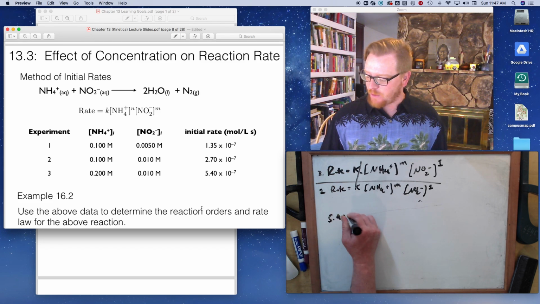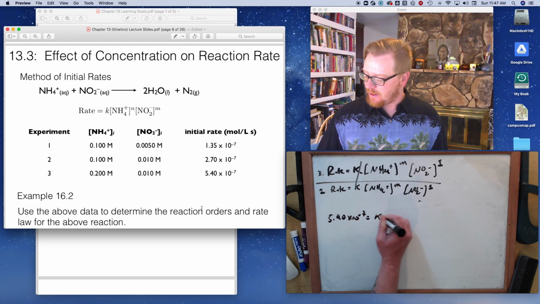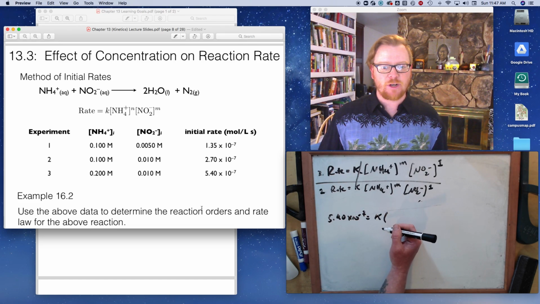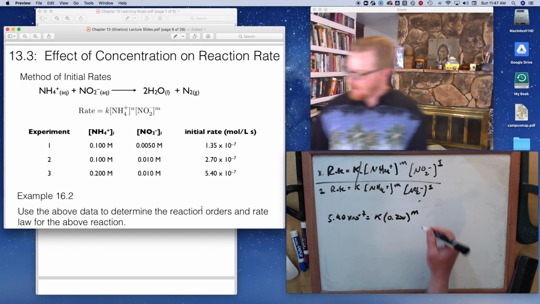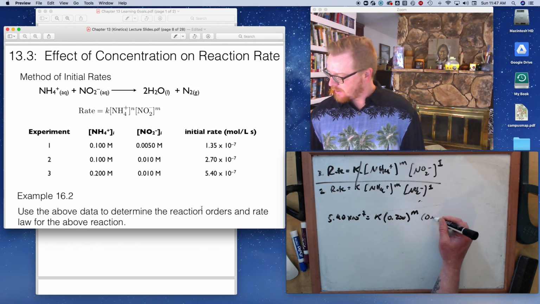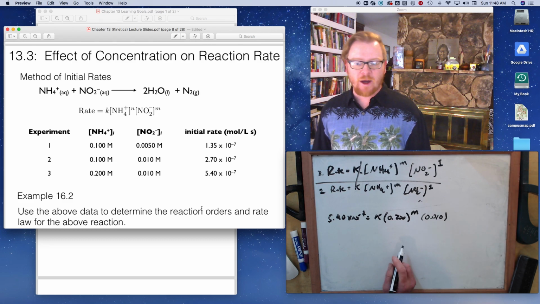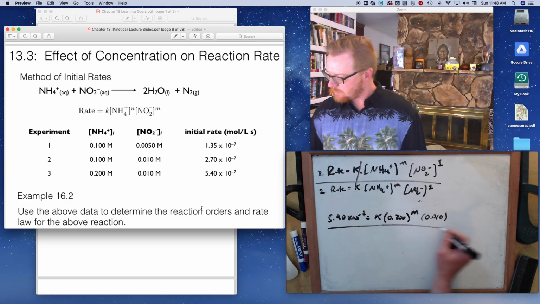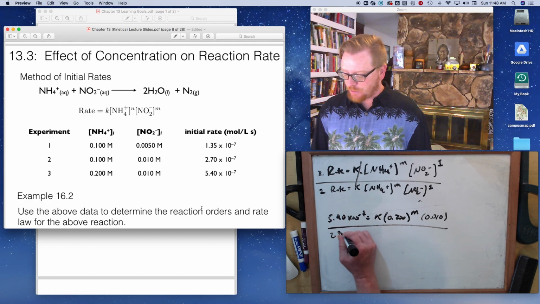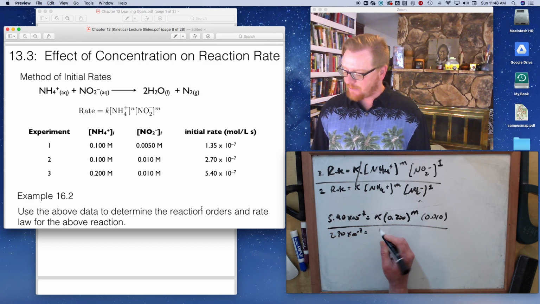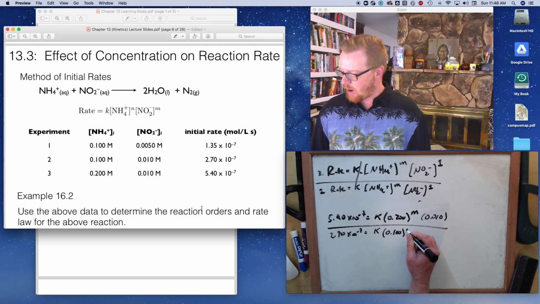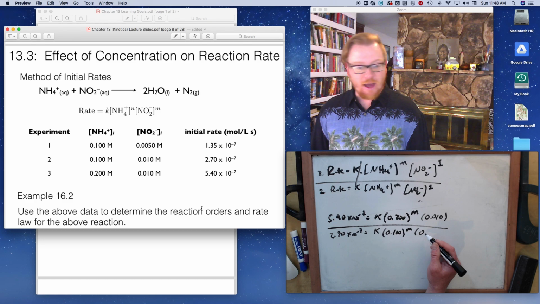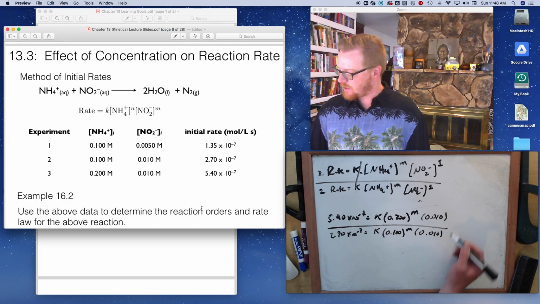So that's now going to be 5.40 times 10 to the negative 7 equals K. And then now the ammonia concentration for reaction 3 is 0.200 raised to the power m. And then we know the nitrite is 0.010, and that's raised to the power 1. I'm not going to write that because that's implied. And that's all divided by 2.70 times 10 to the negative 7. And that also equals K times now the ammonium concentration for reaction 2, which is 0.100 raised to the power m. And the nitrite concentration is still 0.010 raised to the first power.